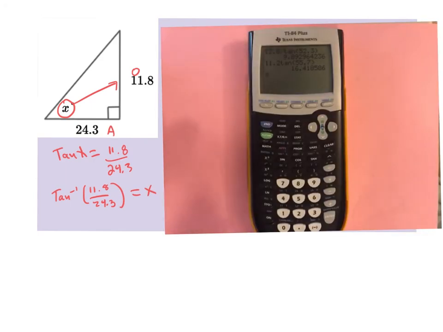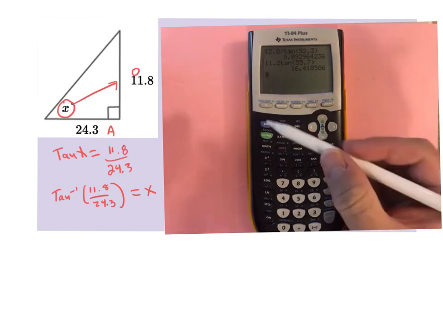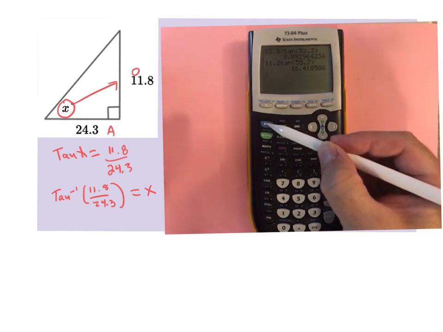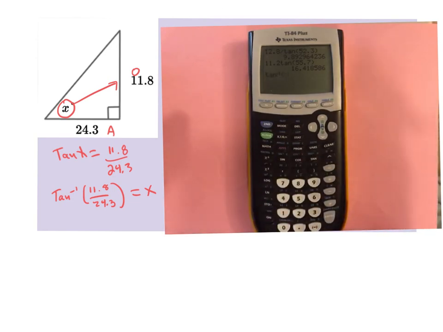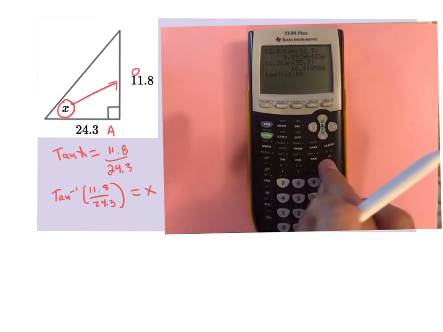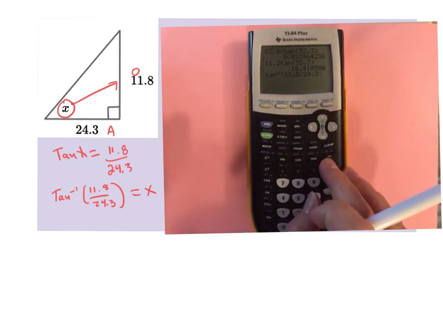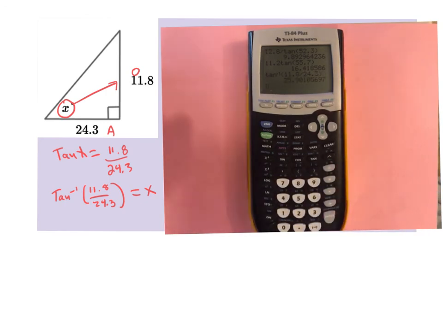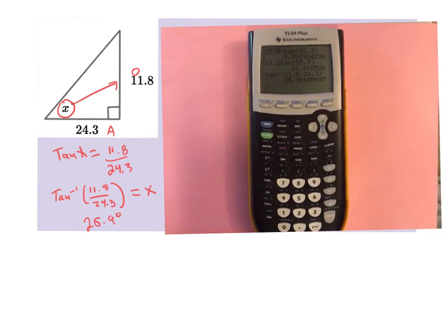Okay, so in your calculator now to do the inverse, you'll notice right above tangent, it's hard to see here, but it says tangent to the -1, and that's in blue, so I have to hit the second button. So I hit second tangent, and you get that tangent to the -1, and then you just put in 11.8 divided by 24.3, close parentheses, and hit enter, and that's going to be 25.9 degrees. And that's how you use the inverse tangent.